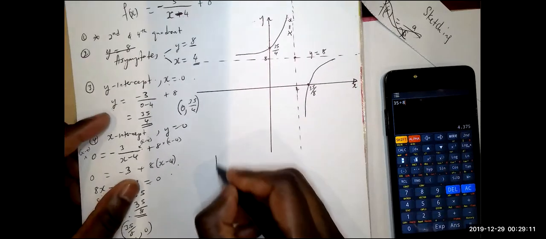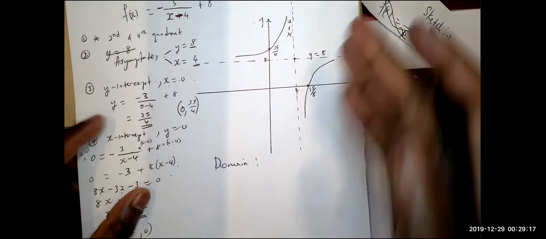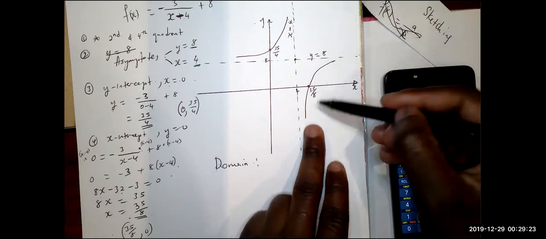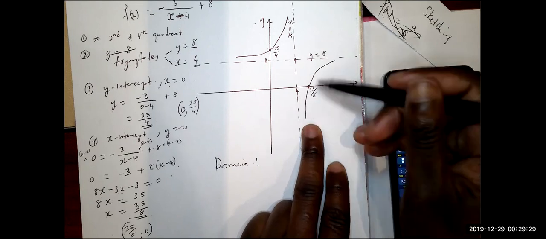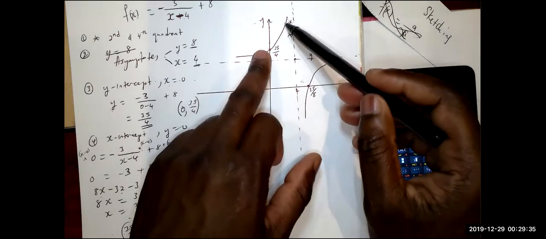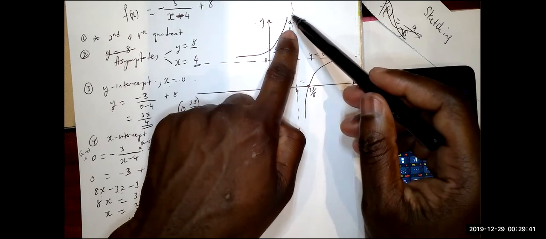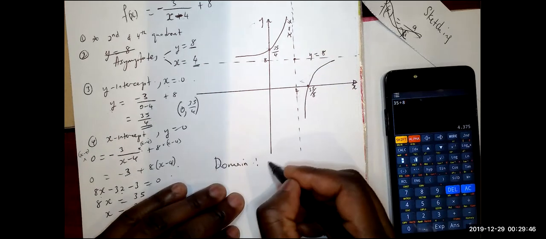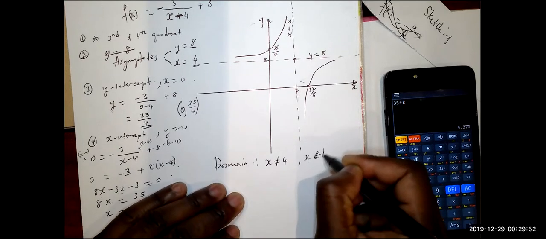Now let's talk about the domain. What is our domain in terms of x? What are the values that are satisfied by x? You can see that x actually doesn't approach 4, but from there it can go up to infinity. Then on the other side, x just approaches 4 but doesn't touch 4, but it goes until negative infinity. So we can just say x not equal to 4, but x is an element of real numbers.